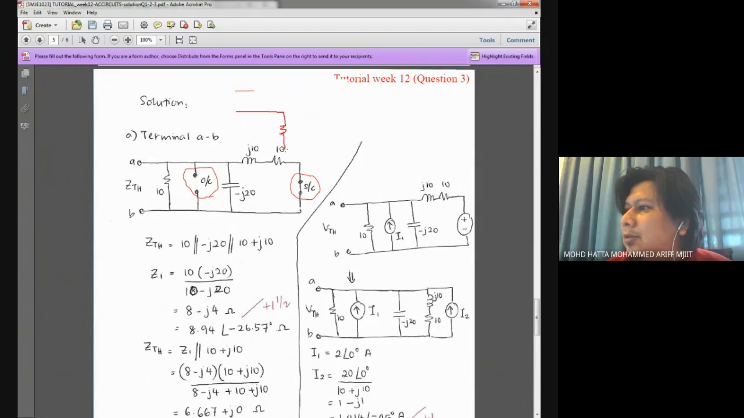Resistor. We have capacitor. We have inductor in series with resistor, and this is a short circuit. So this is where the open circuit is located, and this is where the short is.